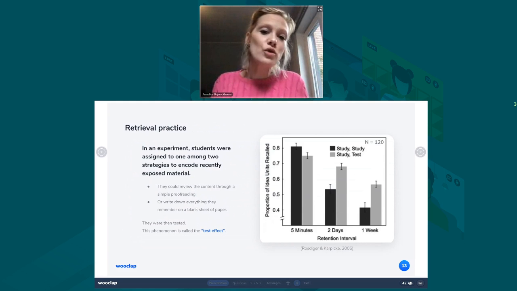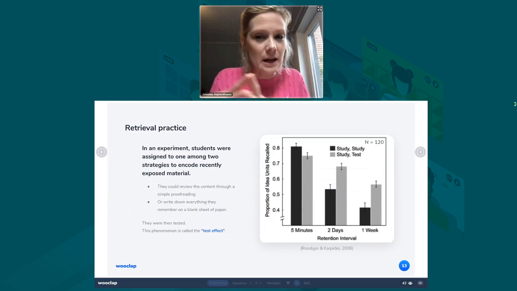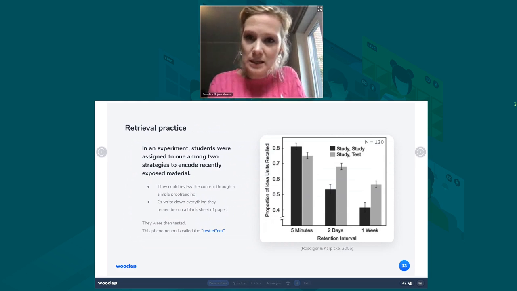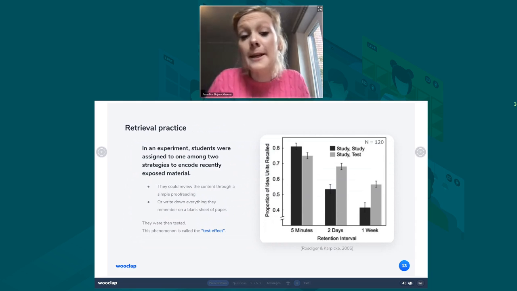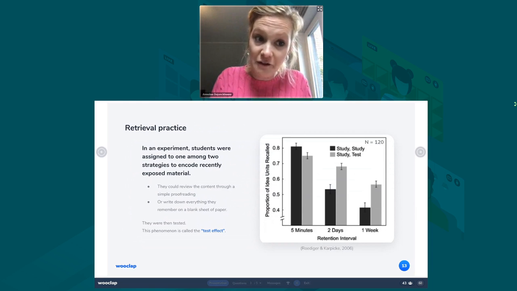The knowledge both groups of students acquired was then tested after 5 minutes, after 2 days, and after 1 week. So what do these results tell us now? Mainly, we can see that reviewing by proofreading produces better results than reviewing by means of open-ended questions, as long as students take the test soon after they have reviewed the content, okay? After a few days, in fact, the opposite happens. This phenomenon is called the test effect.